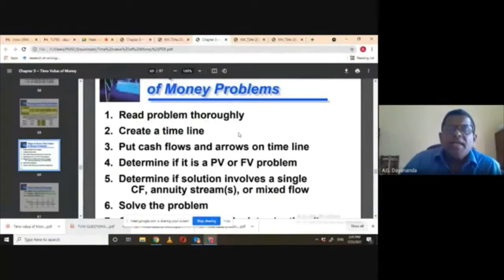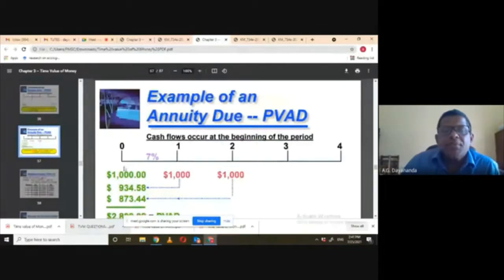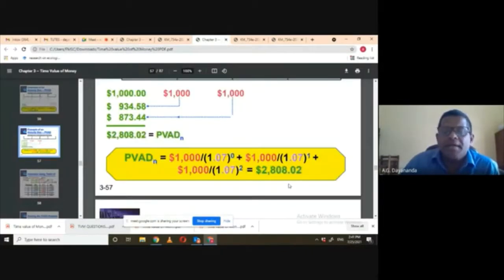We have to have a timeline. Timeline means something like this. This is a timeline. So you are putting the cash flow on the timeline. Year 1, year 2. This means that first year end and second year end, you are getting so much. And at the first year beginning, that is year 0, 1,000 rupees. That's the timeline.